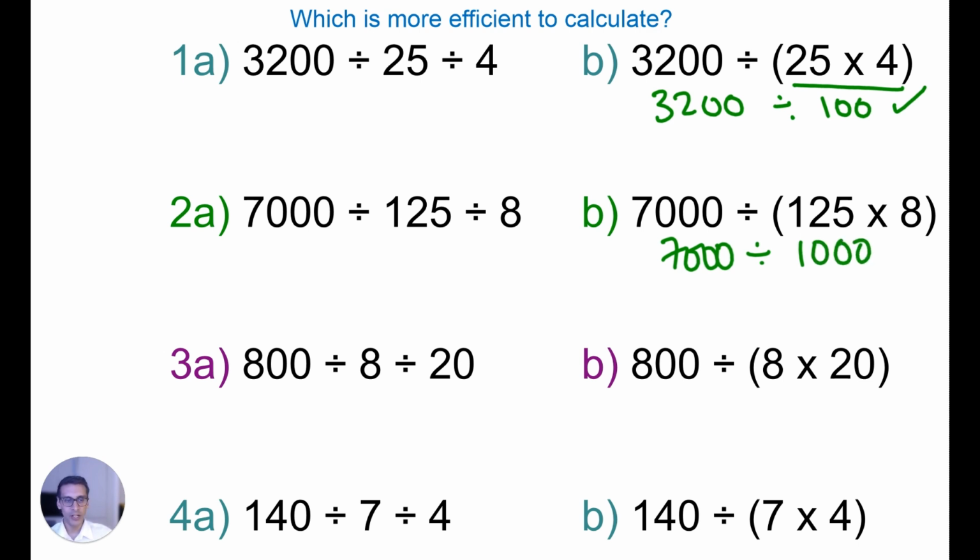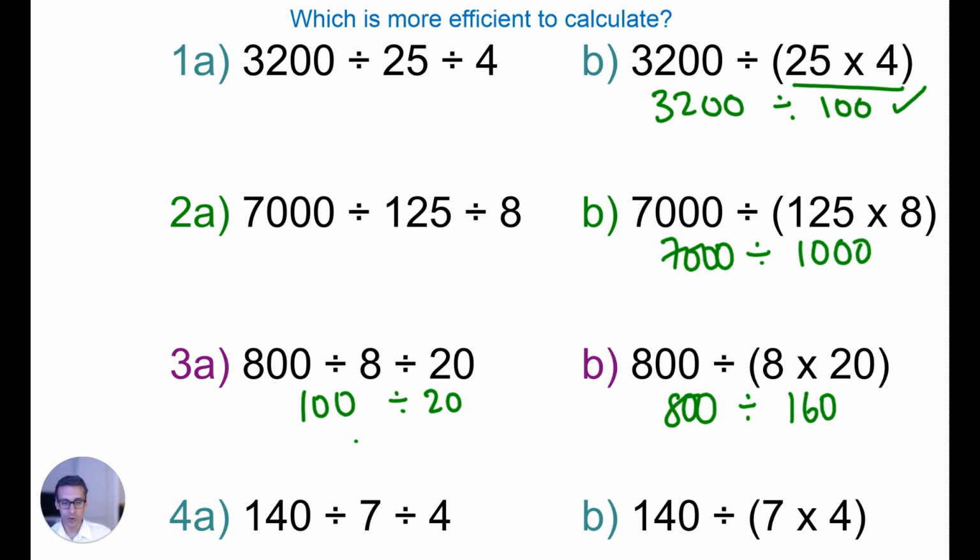Okay, for 3, now you might have differing opinions, but I think that the left-hand side is a bit easier because we can do 800 divided by 8 is 100. 100 divided by 20 is 5. We can work that out. On the right-hand side, 8 times 20 is 160. So 800 divided by 160, not as easy to do. So I'm going to say A is easier.